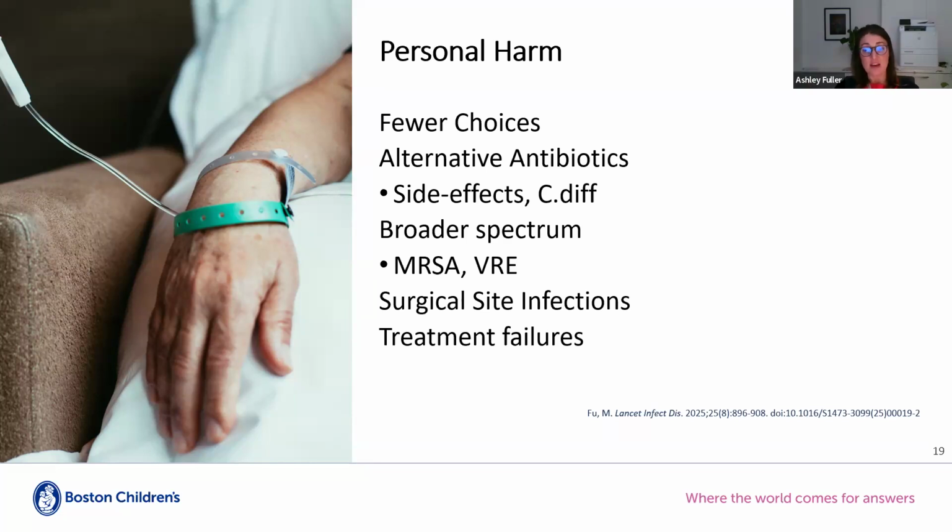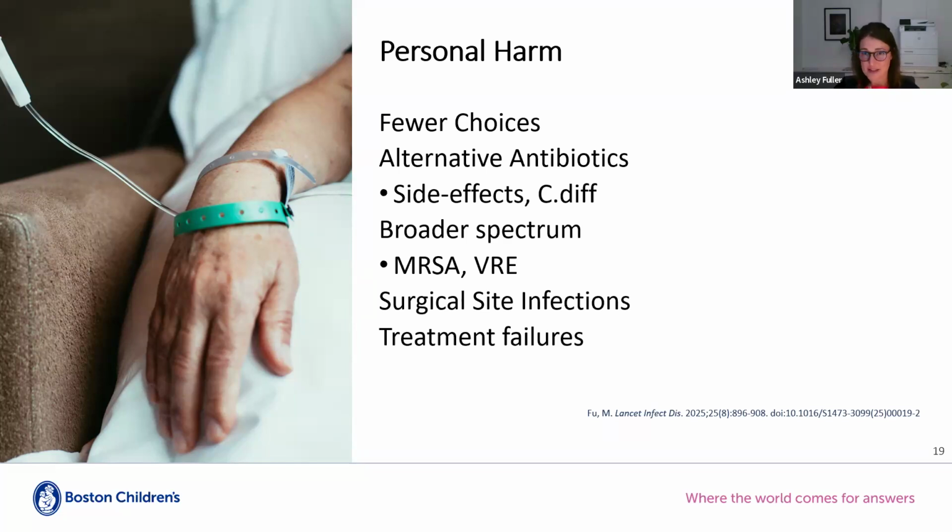C. diff infections can be both life-threatening in themselves and contribute to long-term chronic health issues. Broad-spectrum antibiotics also increase the risk for personally contracting other multi-drug resistant infections like MRSA or VRE. You're at increased risk for surgical site infections and at risk for treatment failure.